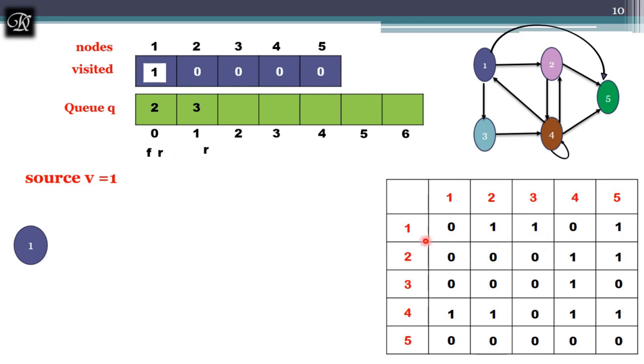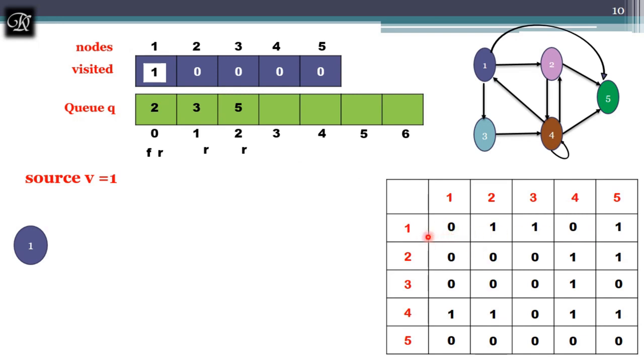Next, I'm going to check whether there is any direct edge between 1 and 4? No. So it will not be considered. Next, is there an edge from 1 to 5? Yes. And whether it is visited? No, it is not visited. Then I will insert that to the queue. Now this is the current R pointer, rear pointing. This I also forgot to eliminate. Next, this is done with respect to node 1.